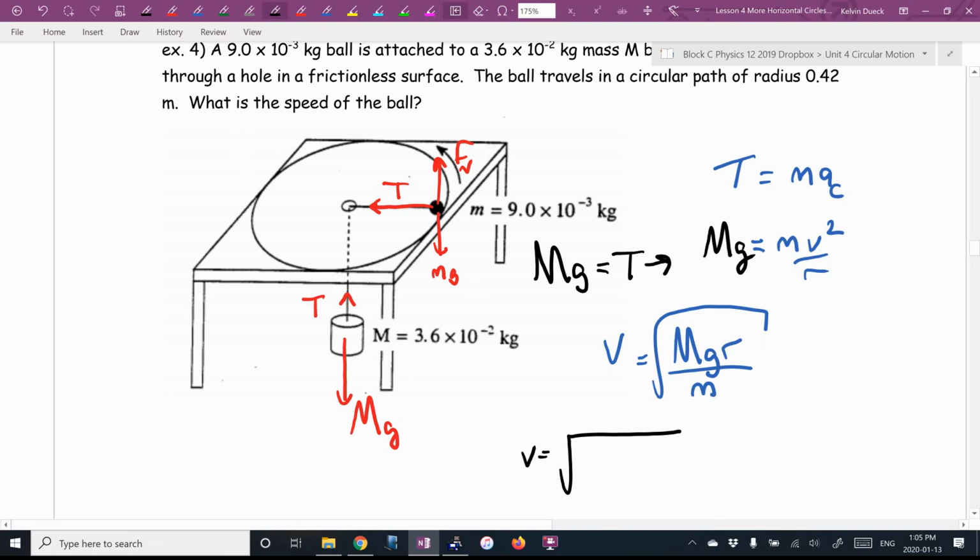Big M, it says 9 times 10 to the negative 3? No, sorry. 3.6 times 10 to the negative 2. That's 0.036. That's less writing. You can write the scientific notation one out if you want to. R is 0.42. G is 9.8. Little m, it says, is 9 times 10 to the negative 3. That's 0.009, and I'll go with that one.